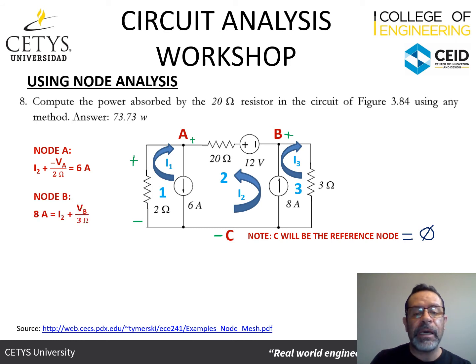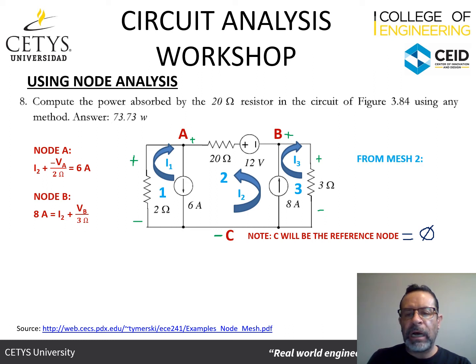Now for node B, something similar is going to happen. I2 and I3 are going out and 8 amps are going in. So 8 amps are going in, I2 is going out, and I3 in this case is going to be the current that's going through the 3 ohm resistor. Now notice that in the 3 ohm resistor, the positive is here and the negative is here regarding the reference. So the voltage is going to be positive, which is VB, divided by 3 ohms. And those are going to be the expressions that represent the currents.